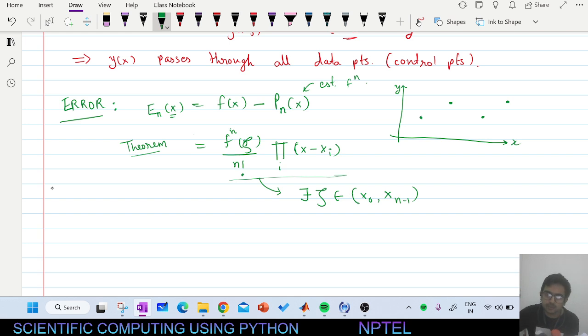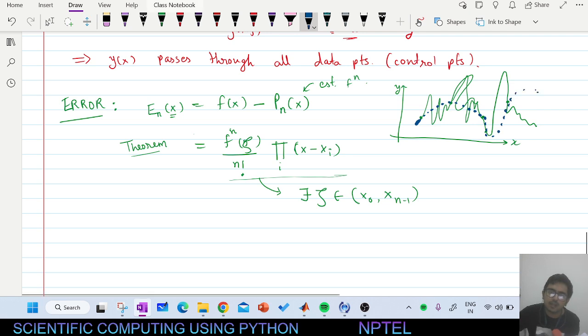Your function you can make as funny as possible, something like this. It could be anything, and you can evaluate the error function. Maybe our approximation Tn of x is something like this, and the error is this gap. So let's say our x is this, and this is our error of x.